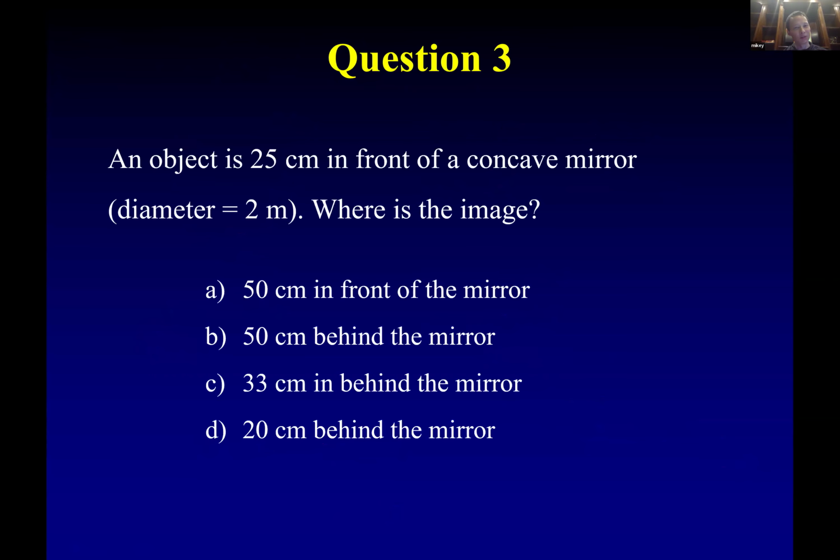All right, question number 3. An object is 25 centimeters in front of a concave mirror, diameter 2 meters. Where is the image? And again, about a minute or so is what you're likely to have for this kind of question.